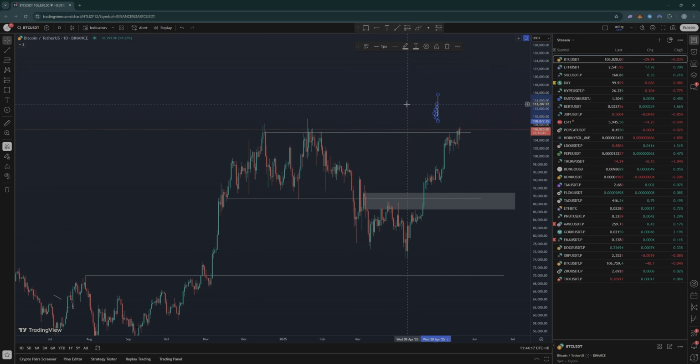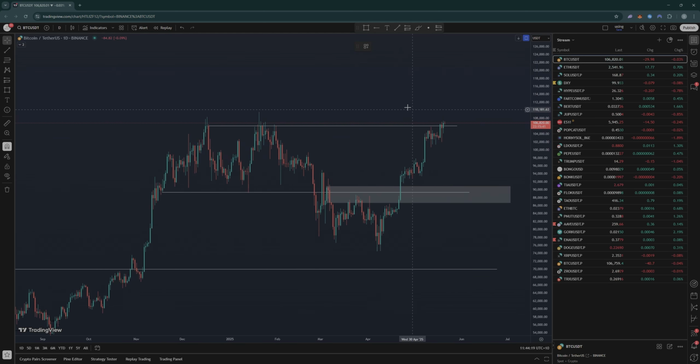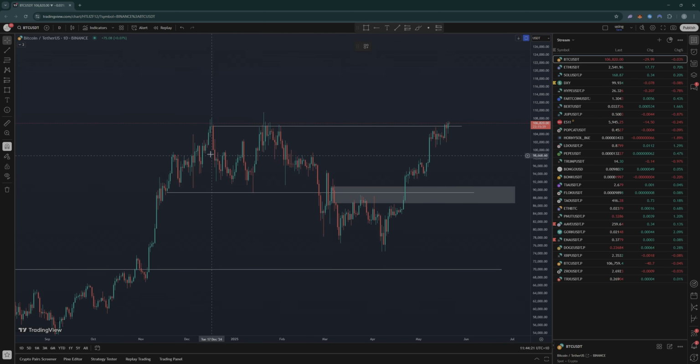Bitcoin is obviously sitting at quite an important level here. We were range bound within these two levels, between 90 and 100-ish thousand, for a couple of months. We dipped below and we started accumulating.